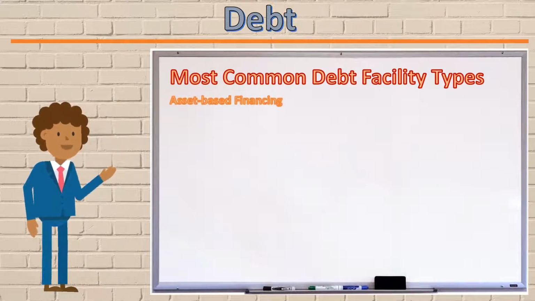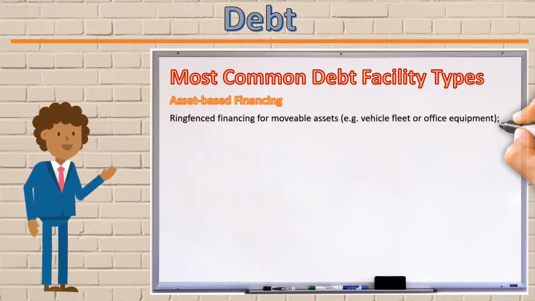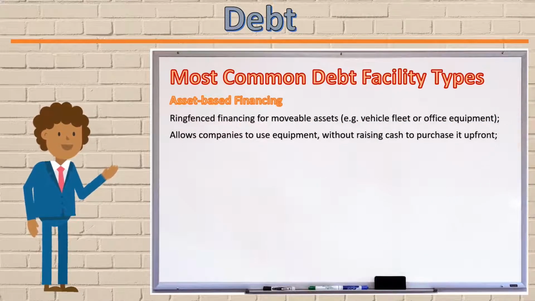Asset-based financing. This is a form of ring-fenced financing used for movable assets such as vehicle fleet or office equipment. There are two main types of asset-based financing, namely finance leases and operating leases. Leasing allows for companies to enjoy the benefits of using equipment without having to raise large amounts of cash in order to purchase it upfront.